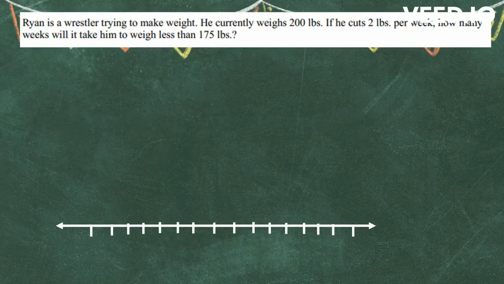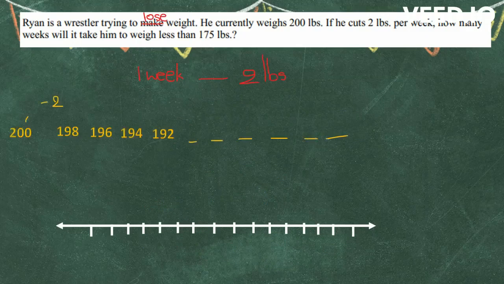So he is a wrestler trying to lose weight. He weighs 200 pounds. Every week he is losing 2 pounds. What happens over x number of weeks?